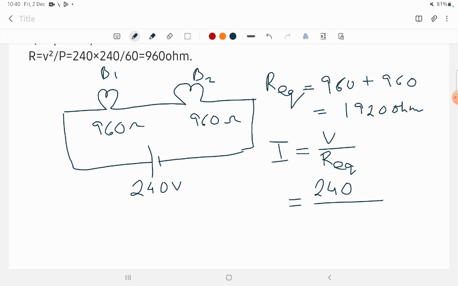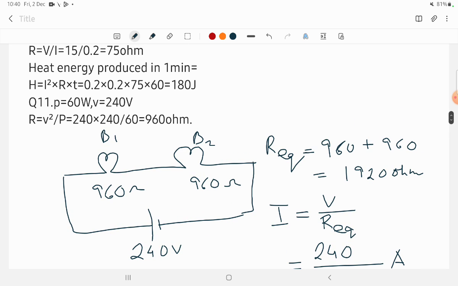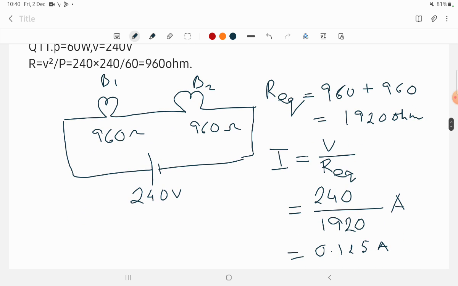Instead of dividing it by 960 if one bulb is connected, here we have to divide it by 960 plus 960, that is 1920. So my current drawn will be 240 by 1920, it is 0.125 ampere. So each bulb will get 0.125 ampere.